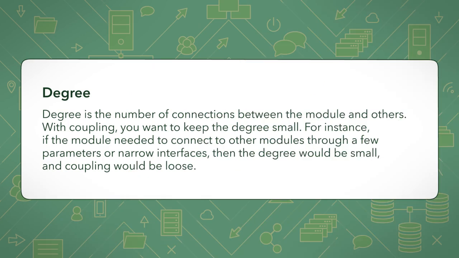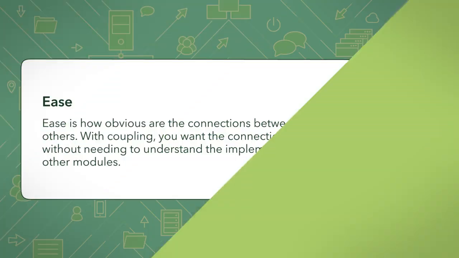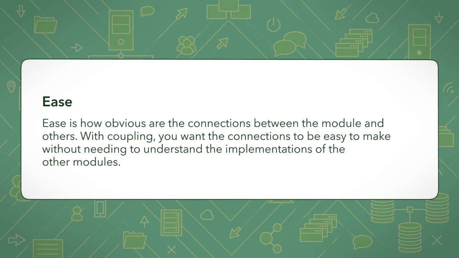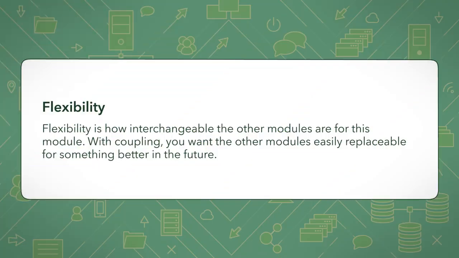When evaluating the coupling of a module, you need to consider degree, ease, and flexibility. Degree is the number of connections between the module and others. With coupling, you want to keep the degree small. For instance, if the module needed to connect to other modules through a few parameters or narrow interfaces, then the degree would be small, and coupling would be loose. Ease is how obvious are the connections between the module and others. With coupling, you want the connections to be easy to make without needing to understand the implementations of the other modules. Flexibility is how interchangeable the other modules are for this module. With coupling, you want the other modules easily replaceable for something better in the future. Again, like Lego.